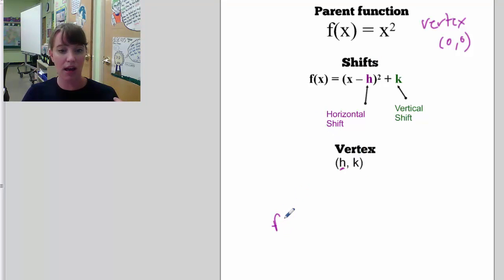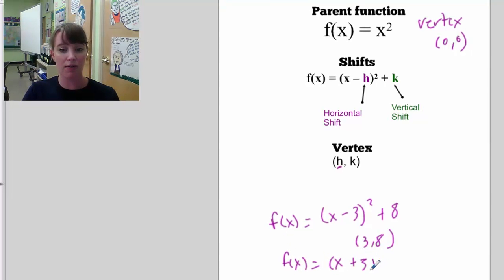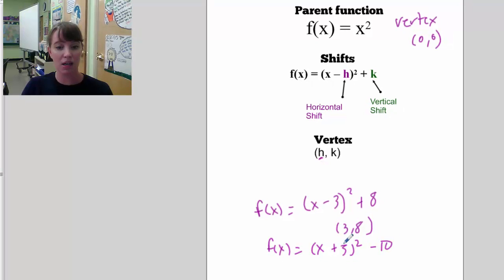So let's say you had f of x is equal to x minus 3 squared plus 8, your vertex would be 3, 8. Whereas if you had f of x is equal to x plus 5 squared minus 10, your vertex would be negative 5 comma negative 10. So you always do the opposite of the inside here, and you take the face value of the outside k value. Okay?